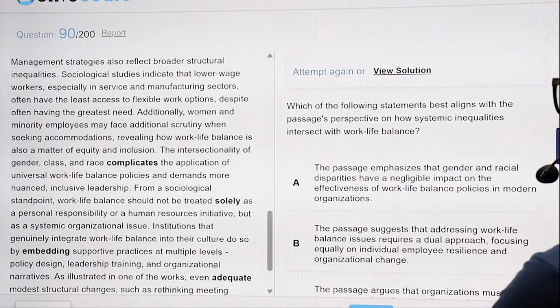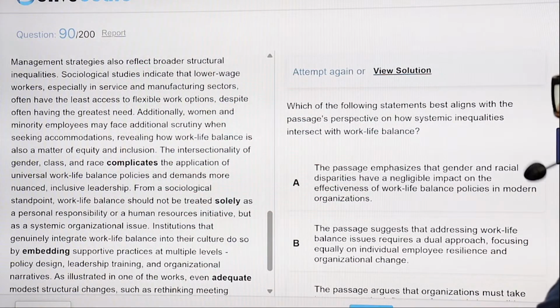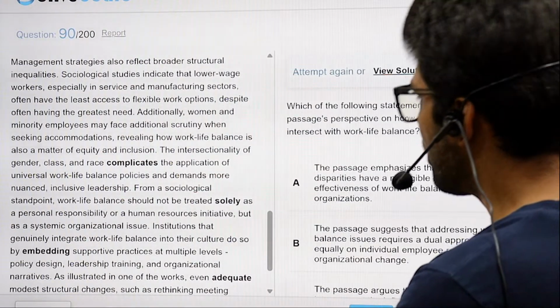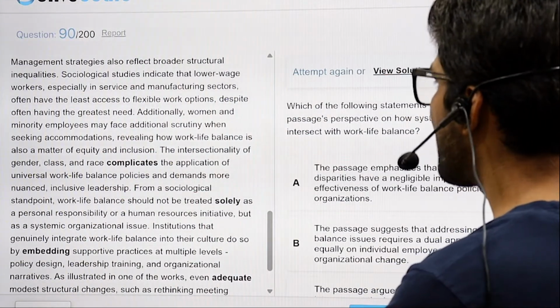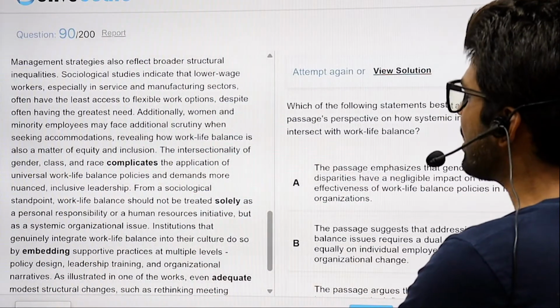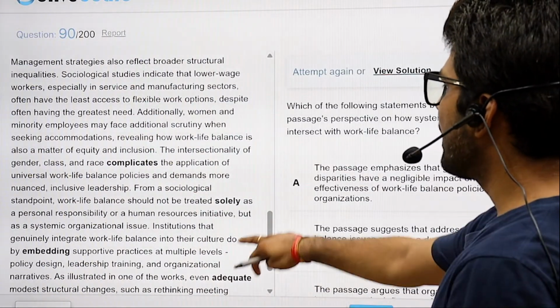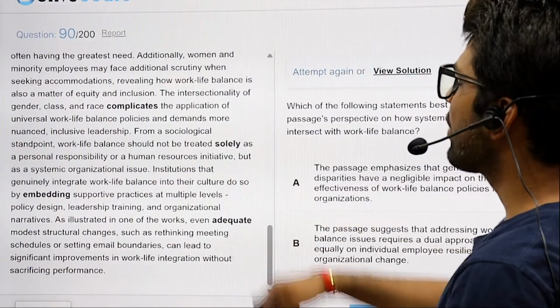They reflect broader structural inequalities. Sociological studies indicate that lower wage workers, especially in service and manufacturing sectors, often have the least access to flexible work options, obviously, despite often having the greatest load and need. Additionally, women and minority employees may face additional scrutiny when seeking accommodations, revealing how work life balance is also a matter of equity and inclusion.